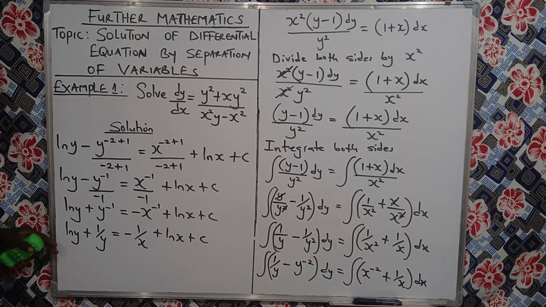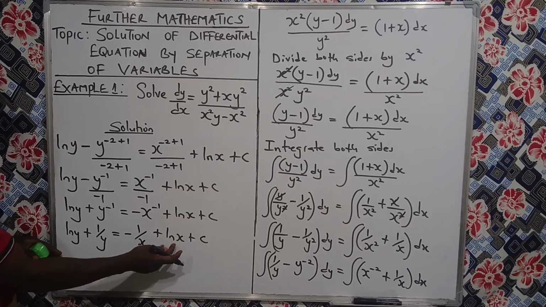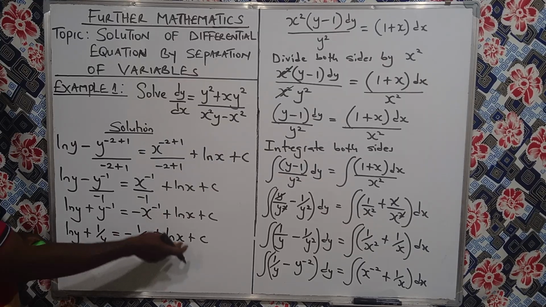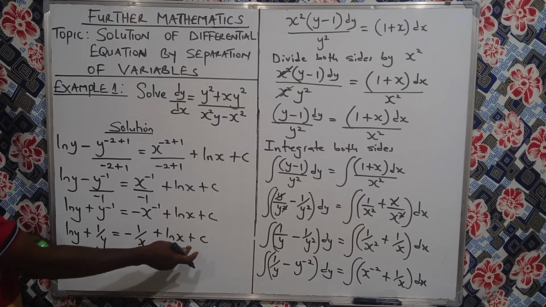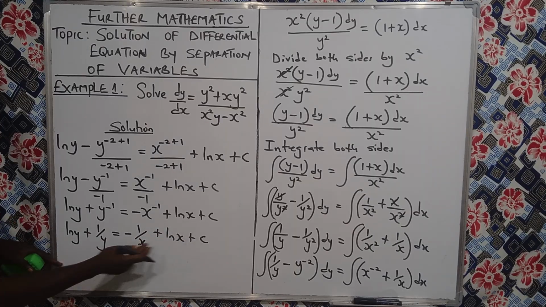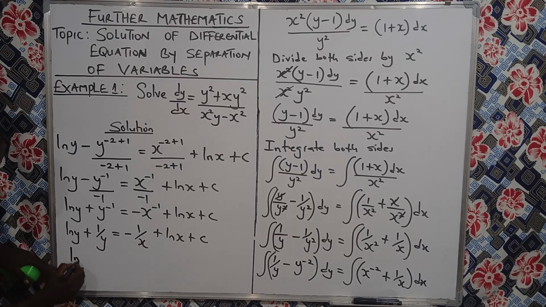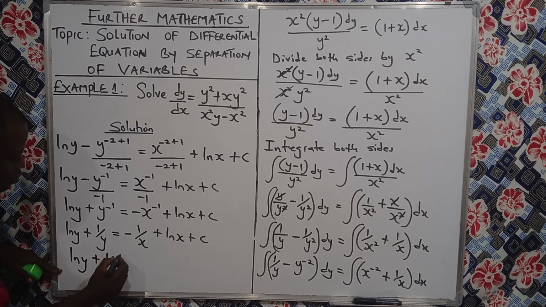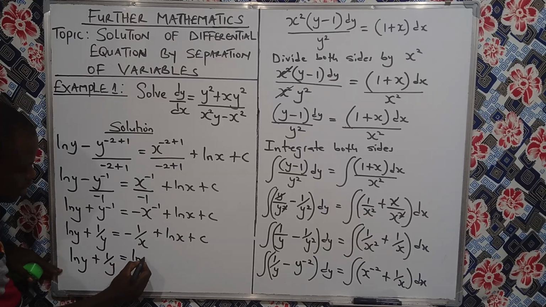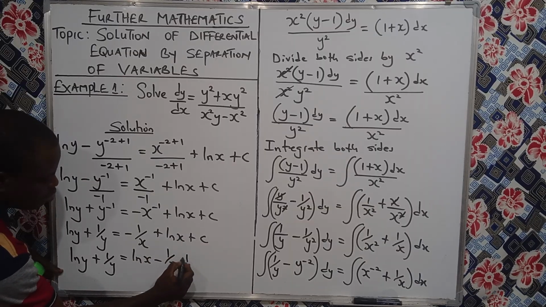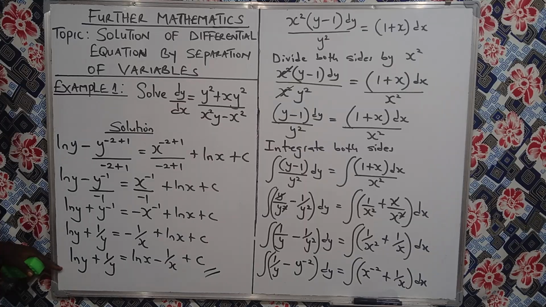Now, what you need to do is let's make ln come to the front and the minus 1 over x go to the back, so that the positive starts the expression. Now have ln y plus 1 over y equals ln x, bring this ln x to the front, minus 1 over x plus c.